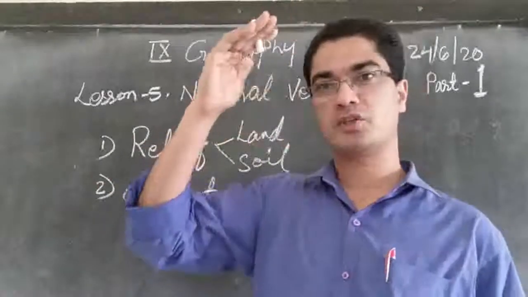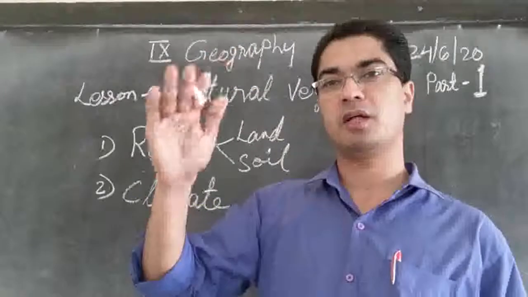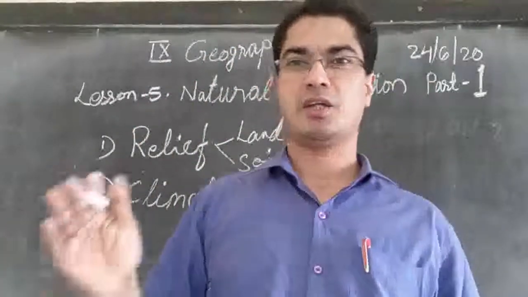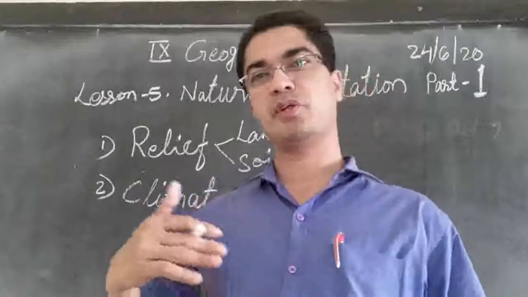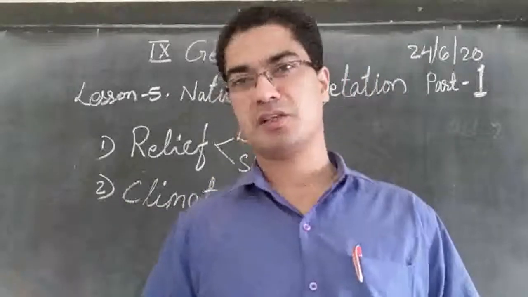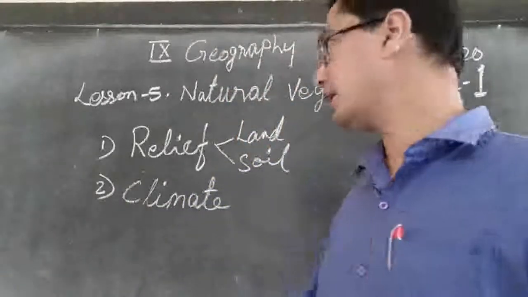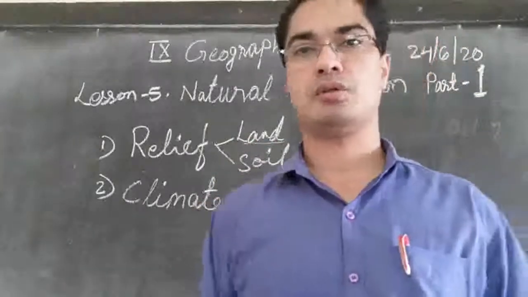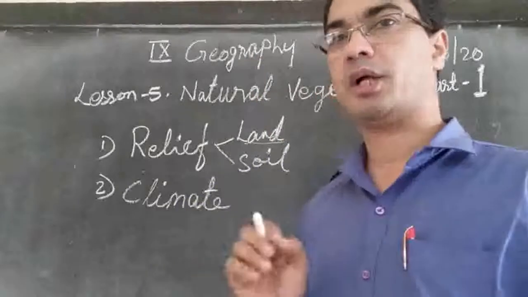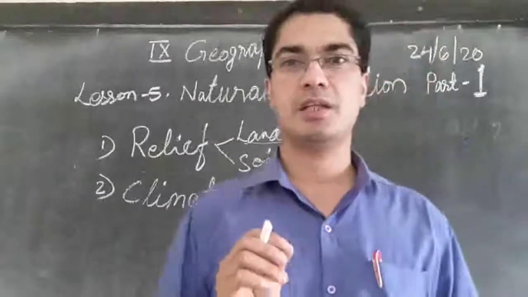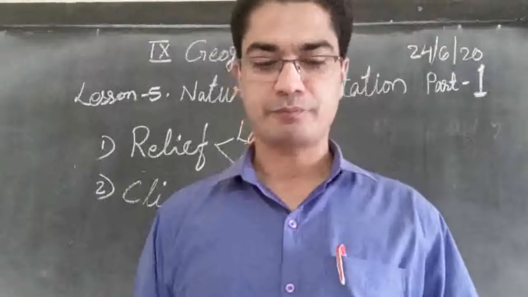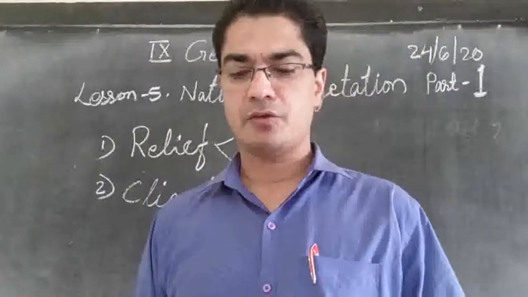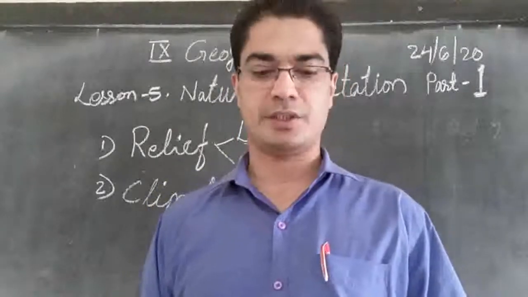In the mountains, one type of trees will be growing. In the lower places, in the valley, another type of trees will be growing. In the wet places, one kind of trees, and in the dry places, another kind. So the land has an important role to play in deciding what kind of natural vegetation is going to be there. The nature of land influences the type of vegetation.